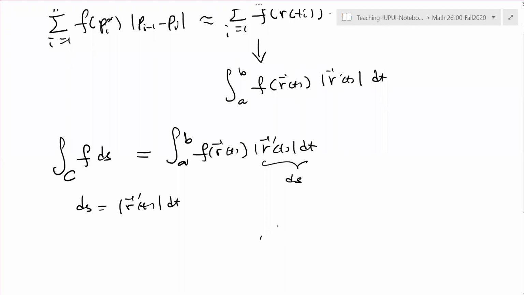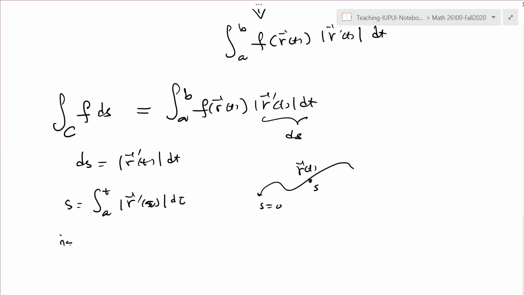So if you have a curve here, that's a starting point, s equals 0. That's the point S, then S is going to be the integral from a to t of the length of r prime tau, d tau. So that gives the arc length of the curve.